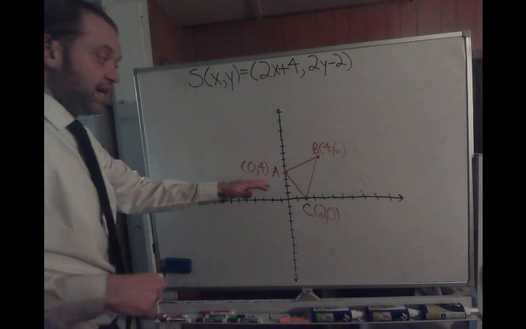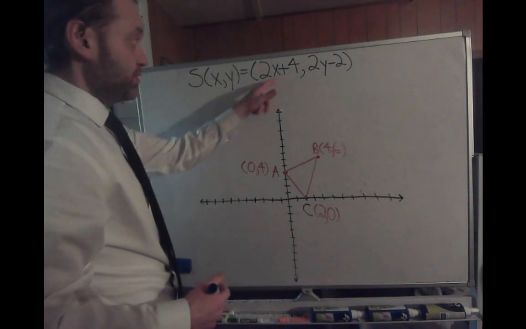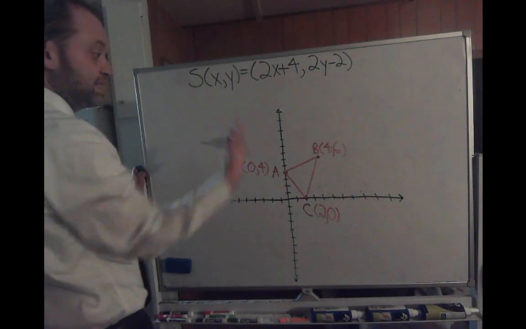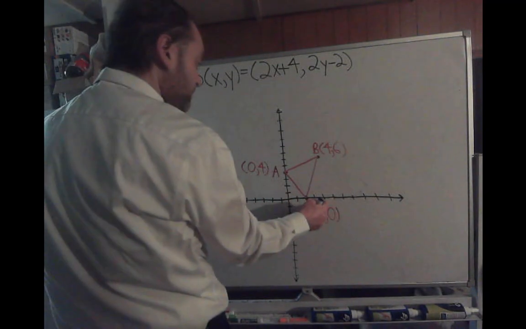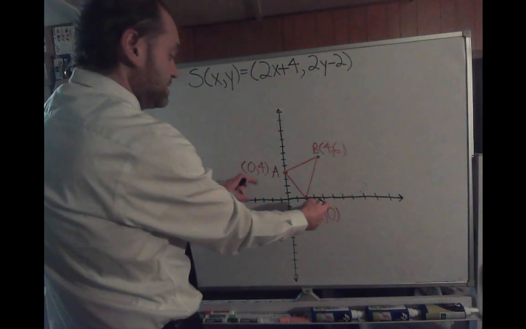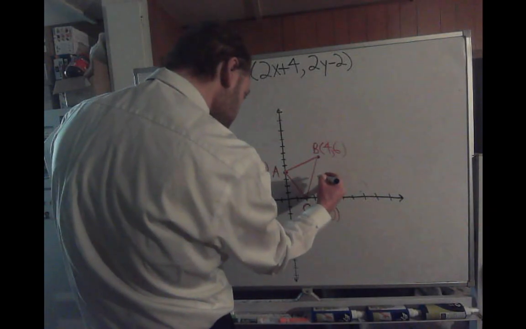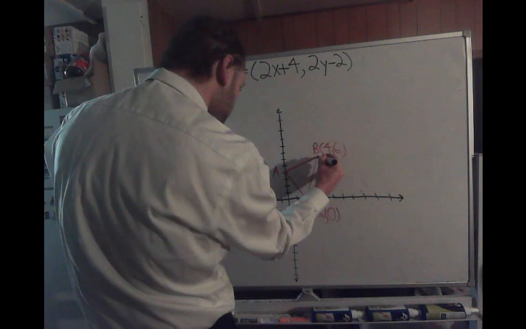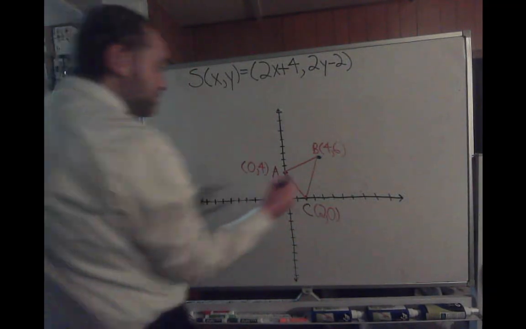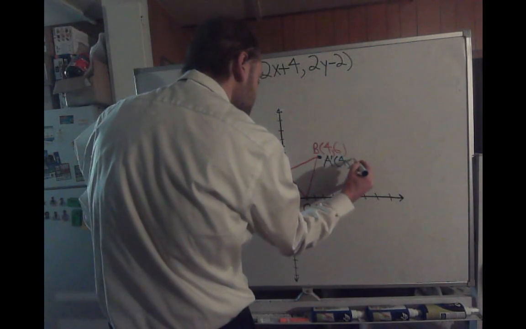So let's start with A. To find A prime, you're going to stick the 0 x coordinate in for the 2x plus 4. If you stick 0 in for 2x plus 4, you would literally get 0 plus 4, which is 4. So x would be at 4 again. And then to get the y coordinate, you just put in 4 for the y. Well, 2 times 4 is 8, minus 2 is 6. So you would be at the coordinate 4, 6. Interesting that B is also your A prime. So A prime is also at the point 4, 6.